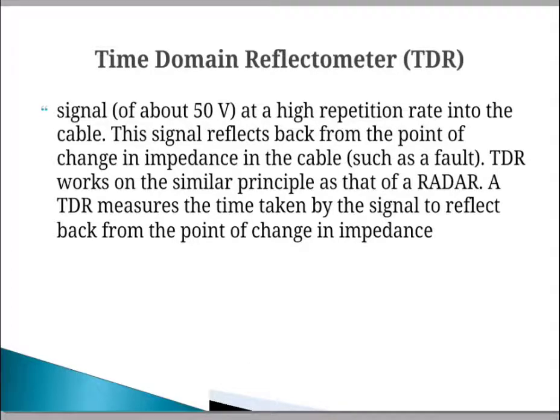The TDR, meaning time domain reflectometer, works on a similar principle to that of a radar. A TDR measures the time taken by the signal to reflect back from the point of change in impedance. The reflections are tracked on a graphical display with amplitude on the y-axis and elapsed time on the x-axis. The elapsed time is directly related to the distance to the fault location. If the injection signal encounters an open circuit, it results in a high amplitude upward deflection on the trace, while in case of a short circuit fault, the trace will be low and show a high amplitude negative deflection.